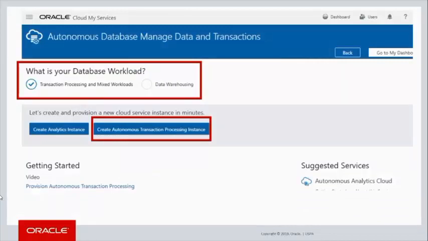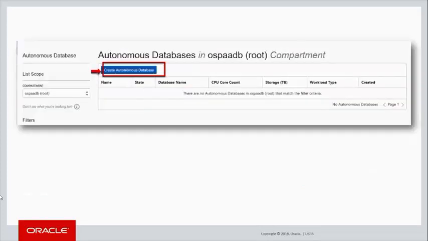On the next page, you should select which workload type your database service needs to provide, transaction processing or data warehousing. Select the appropriate workload and then select the Create Autonomous instance. This will take you to the screen where you can create your Autonomous Database and manage any that you previously created. Click on the Create Autonomous button. In this case, you will be creating an Autonomous Data Warehouse.